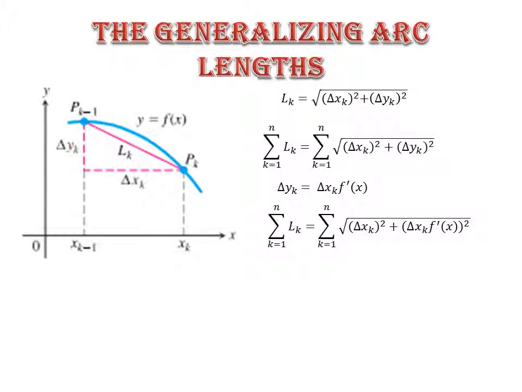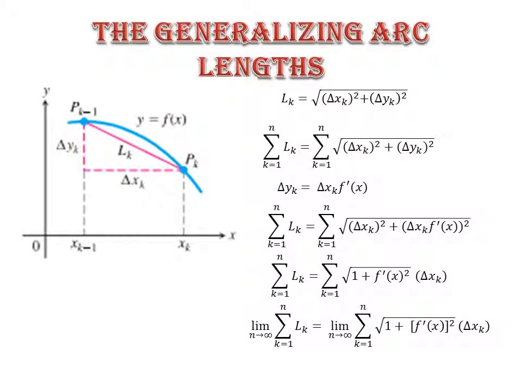We can get the exact length by taking n larger and larger. In other words, the exact length will be the limit as n approaches infinity of the sum from k equal to 1 of square root of 1 plus f prime squared. The exact length of the curve is then the integral from a to b of square root of 1 plus f prime x squared.